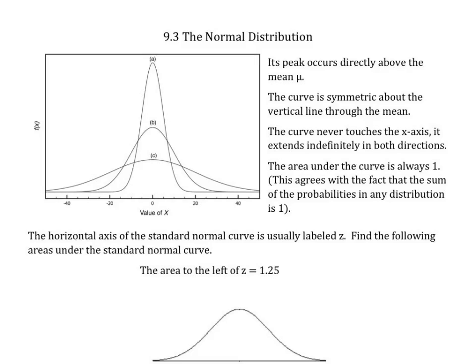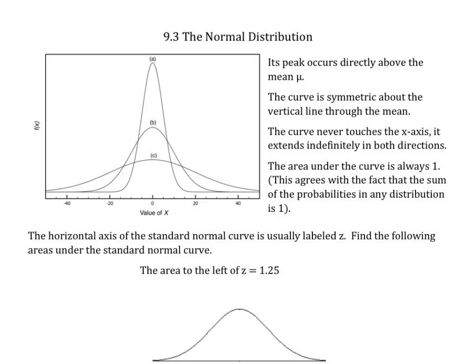Section 9.3, the normal distribution. So now we're going to put the standard deviation into order. If you look, we've got three different curves: an A curve, a B curve, and a C curve. No matter how steep or shallow they are, they all have the same properties.